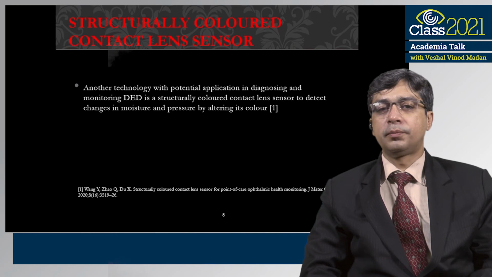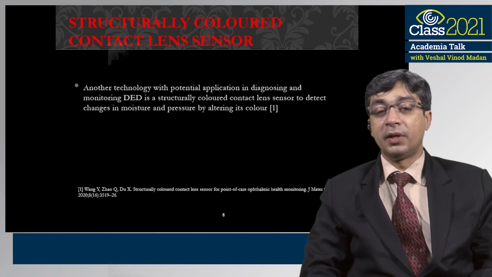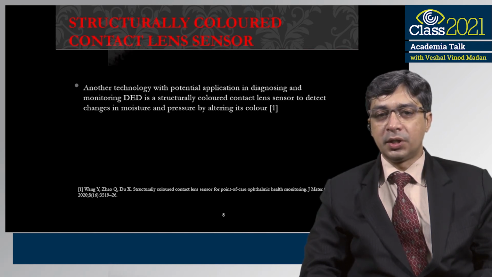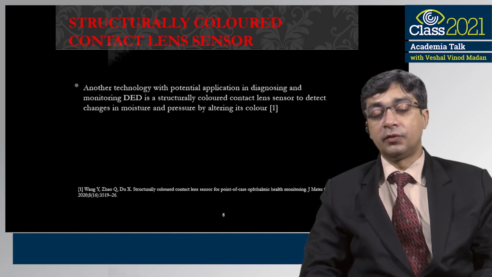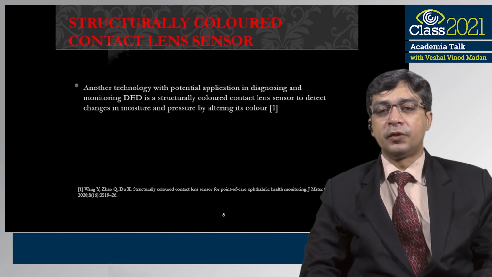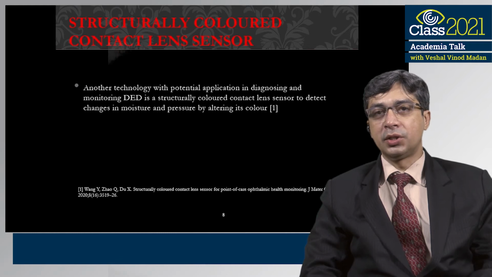There is also a possibility of having structurally colored contact lens sensors. These sensors are responsible for changing color, and accordingly they will detect the change in moisture and pressure by altering the color of the lens. This is under development and can be further improved to accurately detect the change in osmolarity of the tear film.